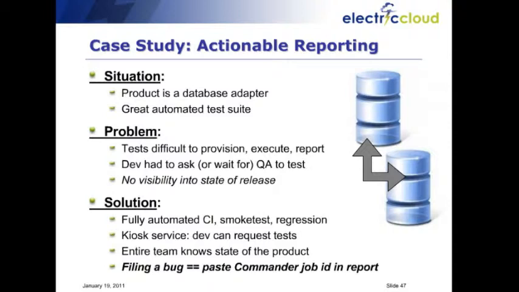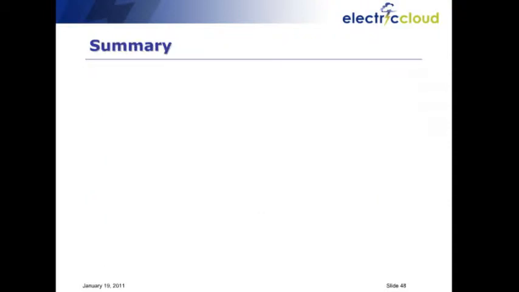And yet, because the whole team knows the state of the product, filing a bug, which used to be such a tedious process, simply became pasting the Commander job ID, because the Commander job that ran the system test, that ran the regression test, had all the inputs. It knows what system things ran on. It reserved those resources, blocked them off when there was a failure. It was able to tie into their workflow and show you all the inputs that somebody would need to reproduce a problem.